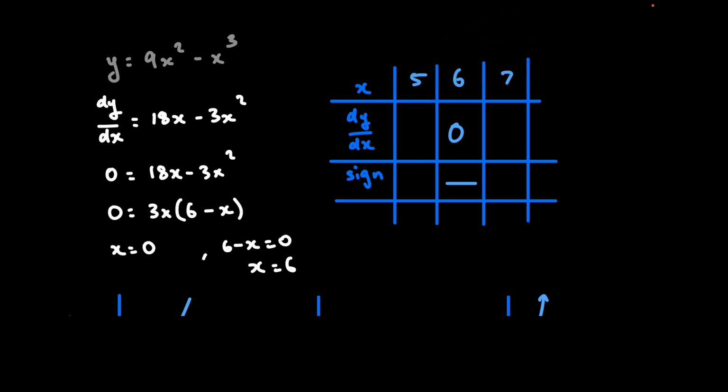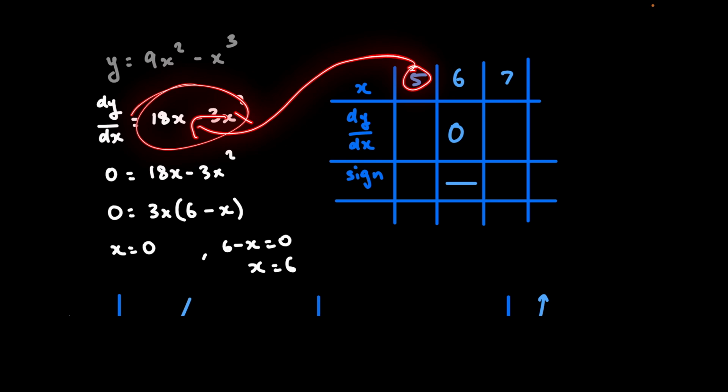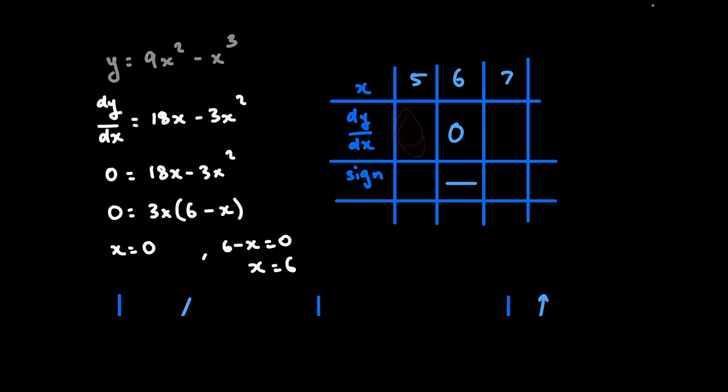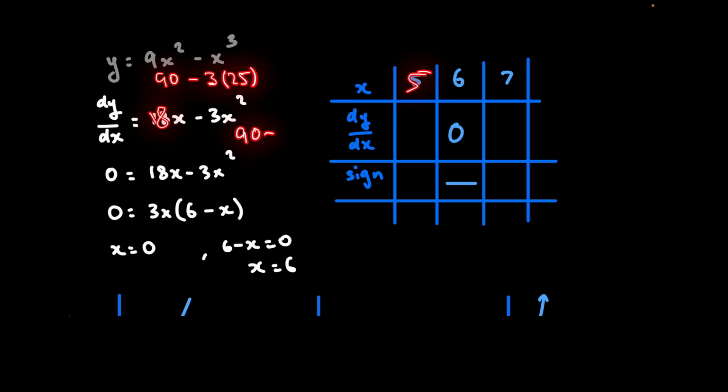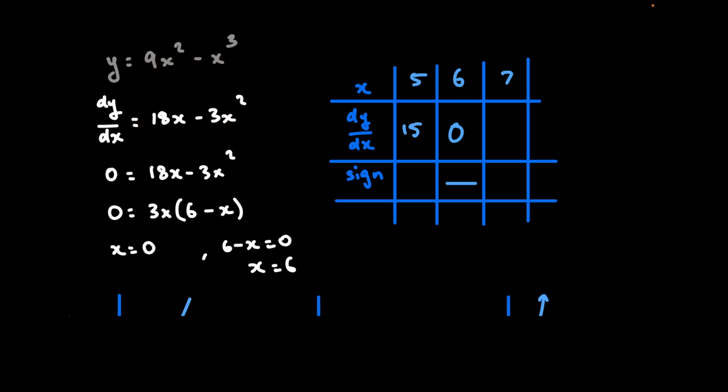Now that we have this, what we can do is substitute 5 into our derivative expression, and get the value for the derivative. So 5 times 18, that's 90, minus 3 times 5 squared, that's 3 times 25. So that would be 90 minus 75, which is simply just 15. So our gradient is 15 at this value.